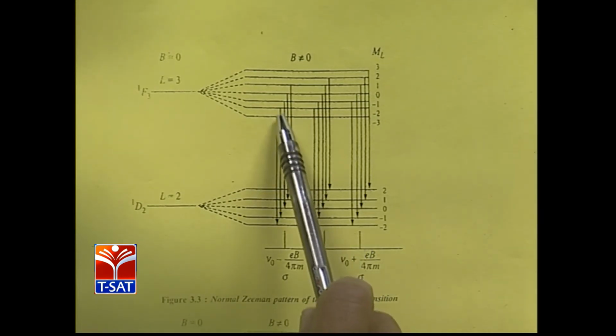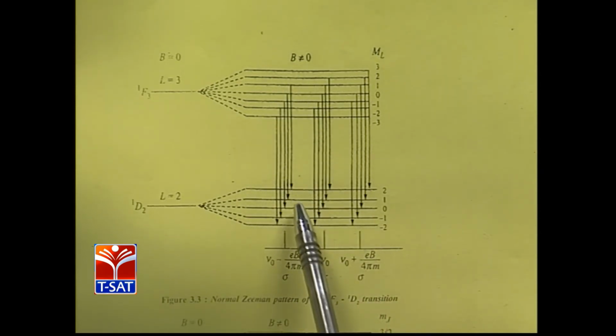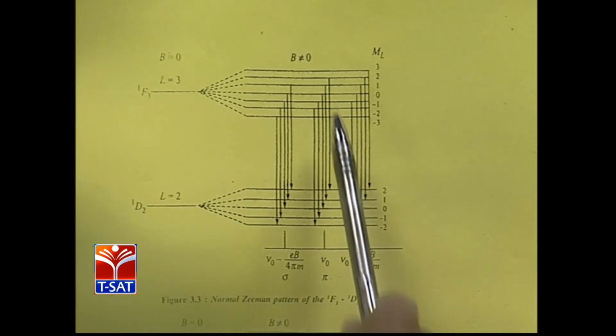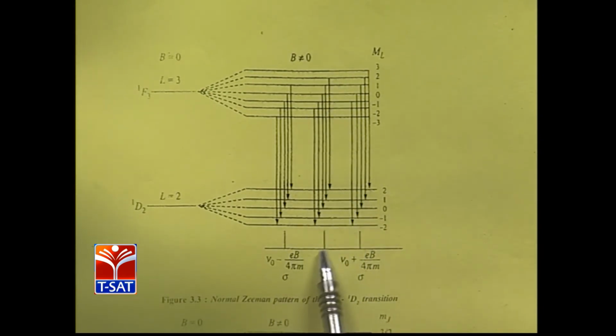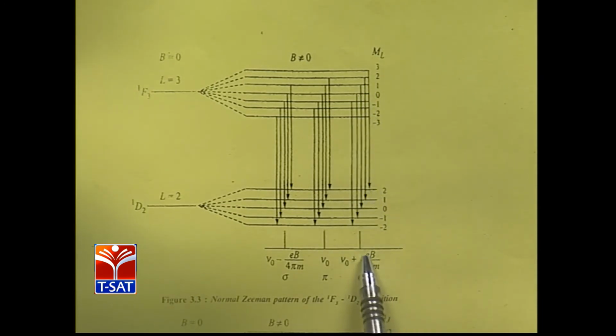So, using the selection rules, we will find these transitions are having the same amount of energy and they produce one line here. These set of transitions produce the central one, and this set of transitions produce this side one. This is polarized in this direction, and these two are polarized in other direction. This is the extra term we are going to get using eB by 4 pi m. This is the normal Zeeman pattern.